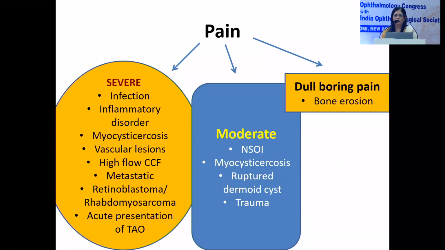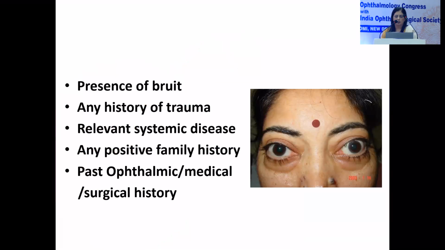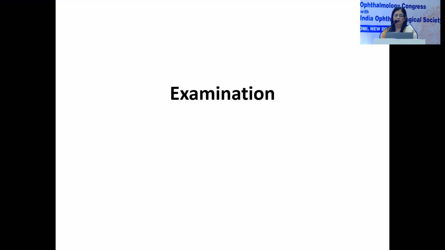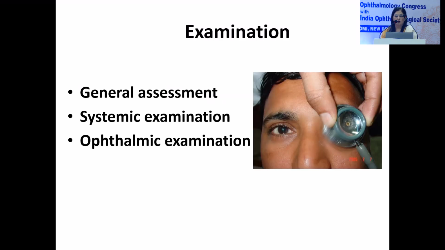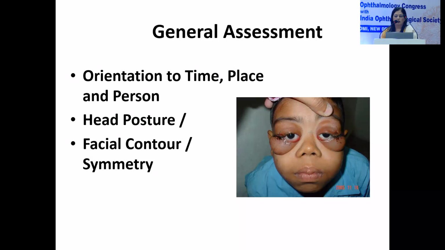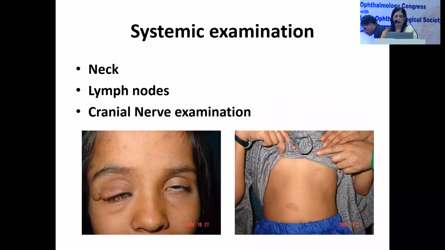So all these points are very important, and we should ask in the history. It is also important to ask for any bruit, any history of trauma, relevant systemic disease, and note down any past medical, surgical, or family history. Coming to examination, it's important to have a thorough systemic and ophthalmic examination. Note down any facial asymmetry.